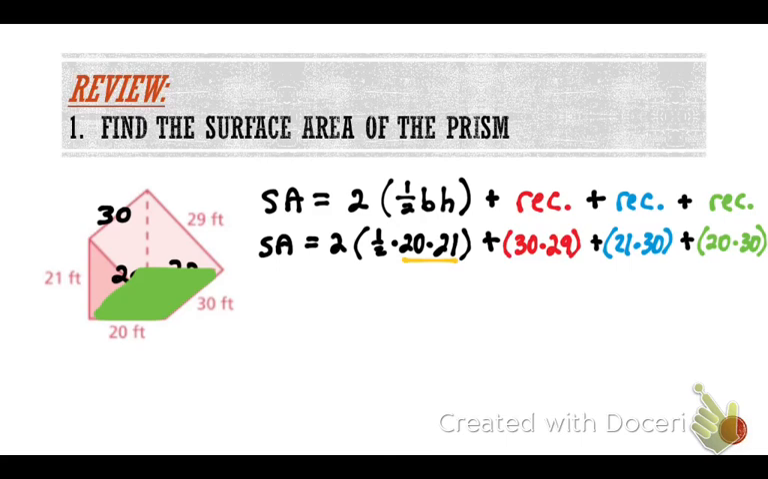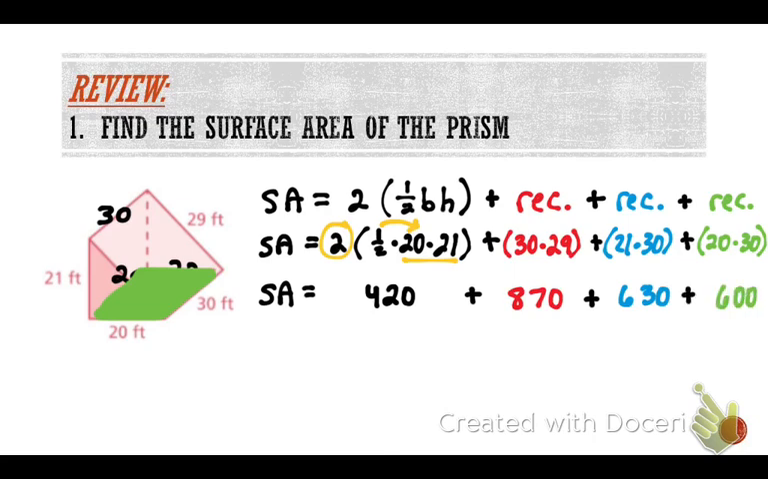All right, so 20 times 21 is 420. Then you want to take half of that. If you take half of that, then you would get 210. But then you have to remember you have to multiply it by 2. So that's where a lot of people messed up. But the surface area for that first part is 420. All right, then the next one, you get 870 plus 630 plus 600.